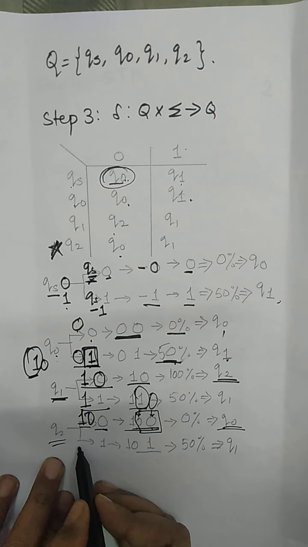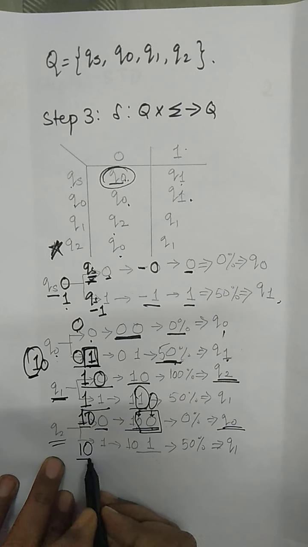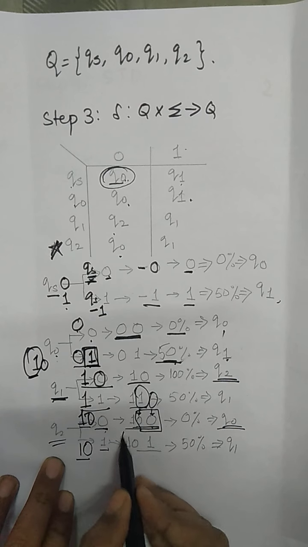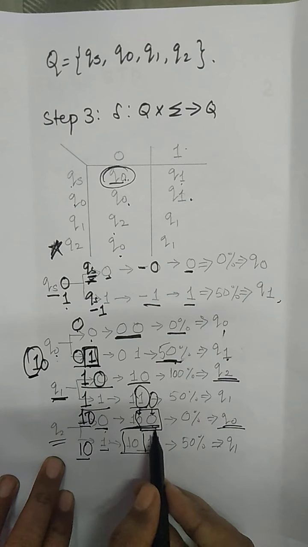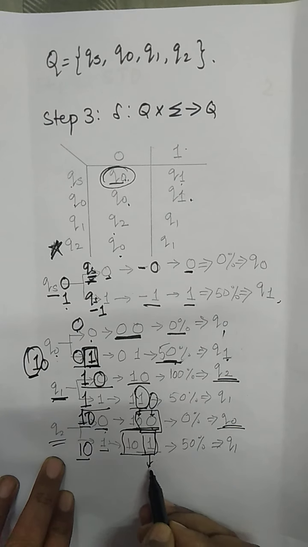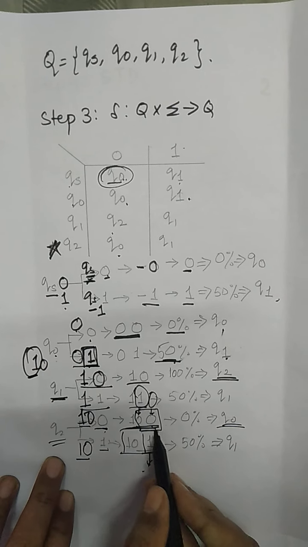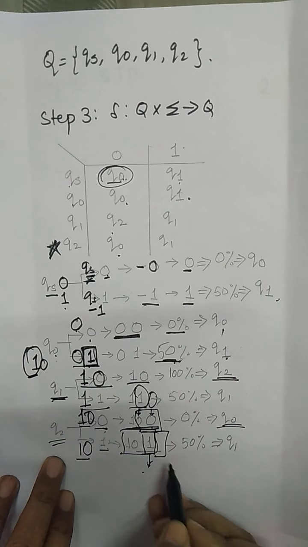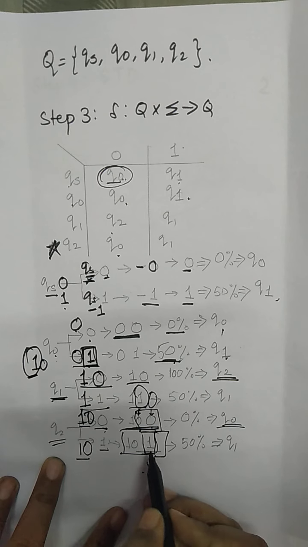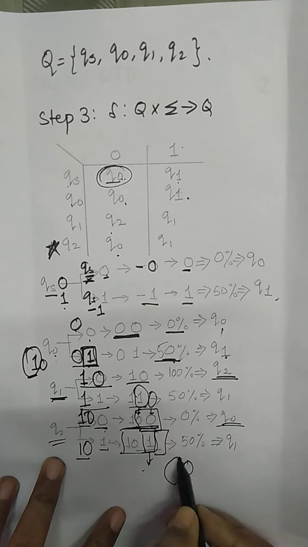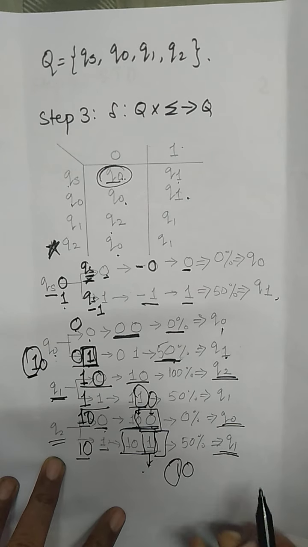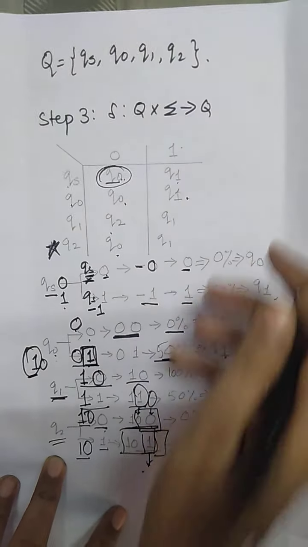Now Q2 represents the string 10. 10 with the next bit as 1 makes the string 101, in which the last bit will be considered as the second last bit. We are waiting for the next bit. If the next bit is 0, it will make our required string. That means out of 10 we got the 50%. That's why it will go to Q1. Q2 on 1 goes to Q1.